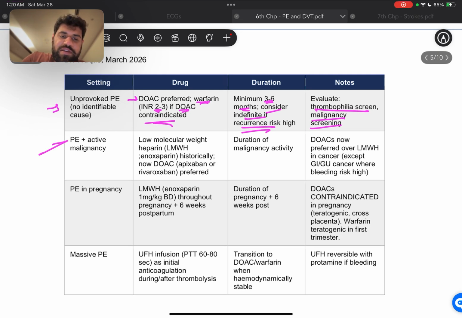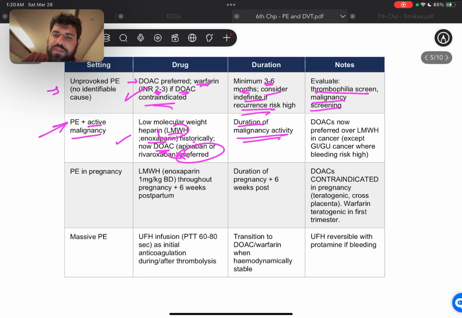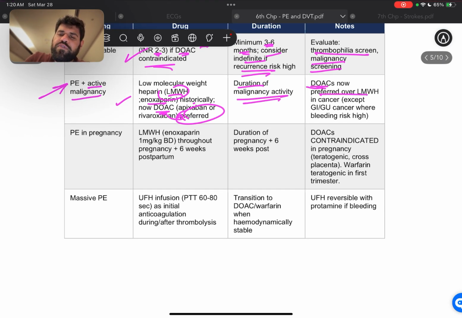Now, if the patient has a PE plus an active malignancy, then we give them low molecular weight heparin or enoxaparin. And right now, we also give them DOACs. They are more preferred now. Low molecular weight heparin used to be preferred back then, but now we prefer DOACs again. So, unprovoked PE with active malignancy, we prefer DOACs. All right. And we give them for as long as the malignancy is active. All right. Now, DOACs are preferred over LMWH in cancer, except for GI and GU cancer, where bleeding risk is high.